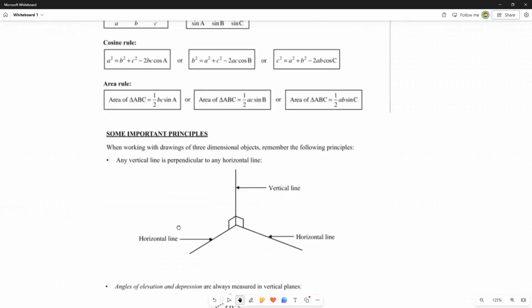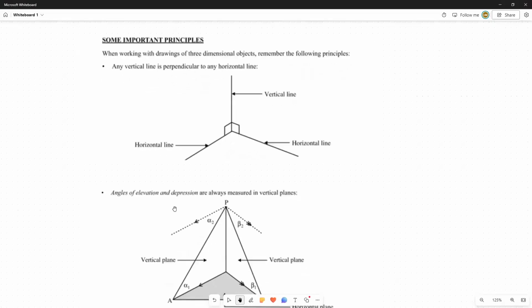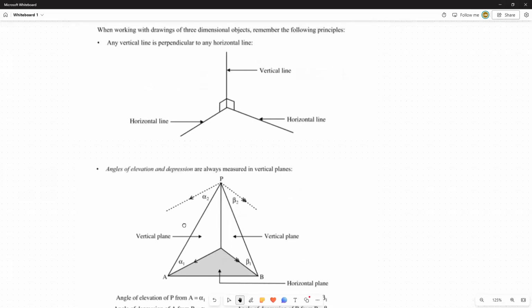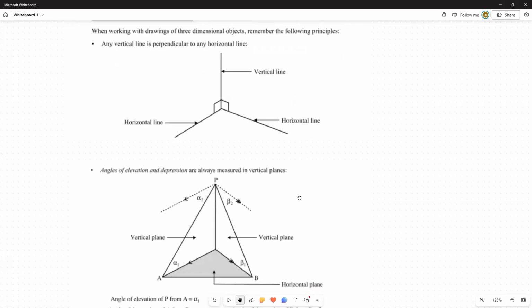Some of the most important principles we're going to come across is for you to understand the language that they use. So they will use things such as perpendicular lines, horizontal lines, vertical planes. You need to understand what they mean by those things. So any vertical line is perpendicular to any horizontal line. So if they tell you that this line is perpendicular, this line is horizontal, then you know they are perpendicular, meaning that angle over there is 90 degrees and you're dealing with a right angled triangle. So be on the lookout for that, right?